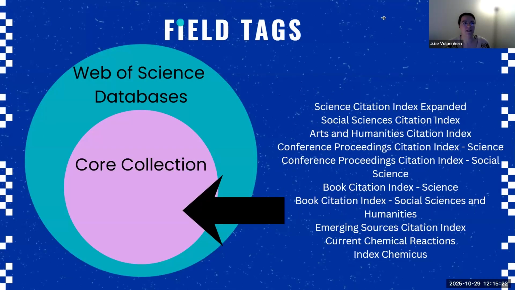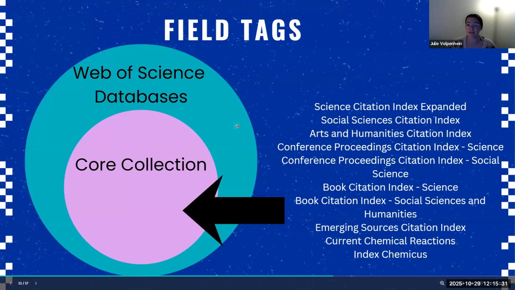And so this heading is wrong. This is not about field tags. I did want to explain a little more about these databases. So Web of Science databases, there's a lot of databases in there. More specifically, there are those core collections, but you can also select one of these or a collection of these specific indices on that advanced page.